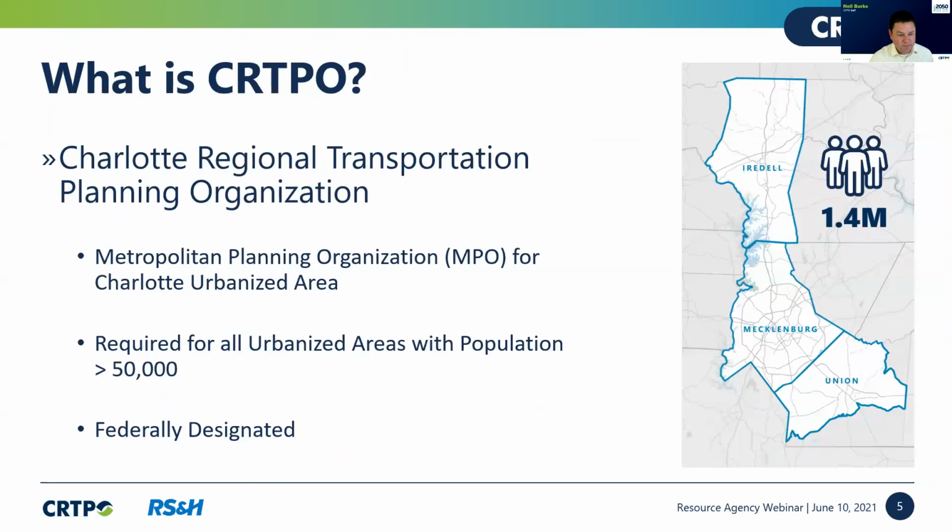Next slide. Brief overview of what the Charlotte Regional Transportation Planning Organization is. We are the federally designated metropolitan planning organization for the Charlotte urbanized area, or MPO. There's over 400 MPOs throughout the United States, and they are required in all urbanized areas with a population of greater than 50,000 people. Our MPO's planning area covers Iredell, Mecklenburg, and Union counties, and we have 1.4 million people within our planning area. We are the largest by population of North Carolina's 18 metropolitan planning organizations.